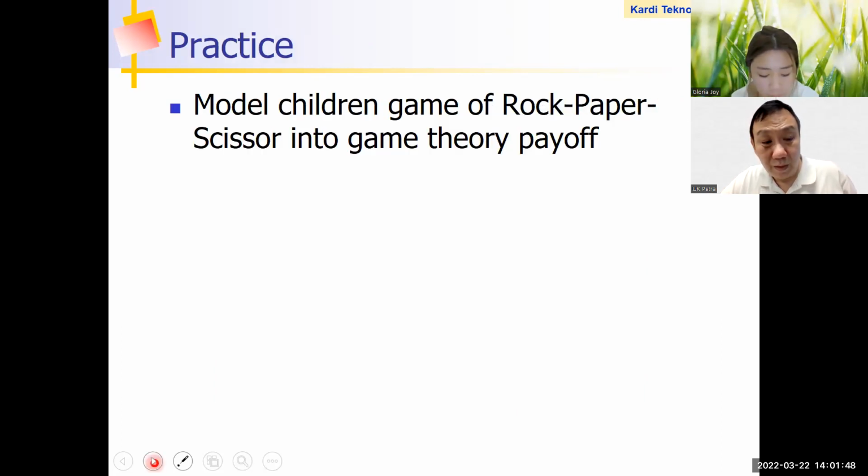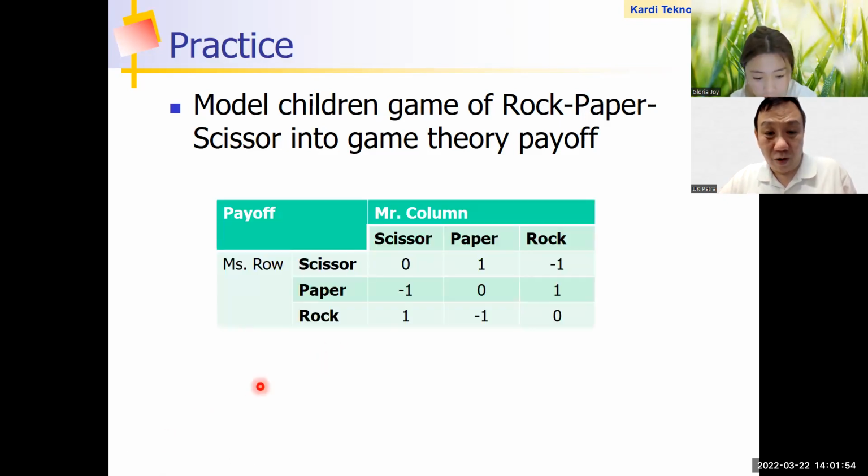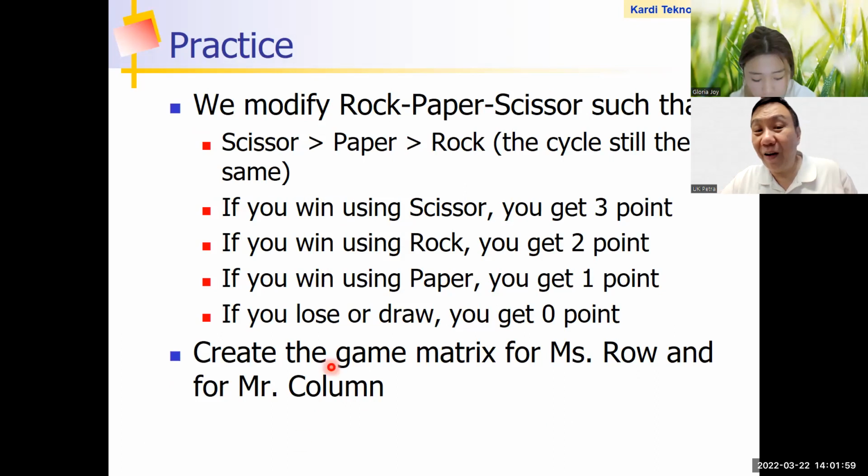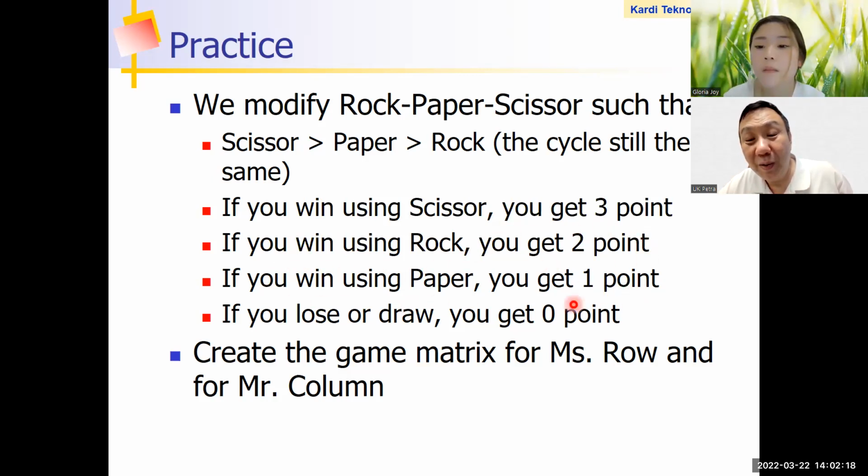In your practice, this is from a while ago, the rock, paper, scissors. Can you modify the rock, scissors, paper game so that if you win using scissors, you get 3 points, if you win using rock, you get 2 points, if you win using paper, you get 1 point, and if you lose or draw, you get 0 points? And can you create a game matrix of rows and columns?